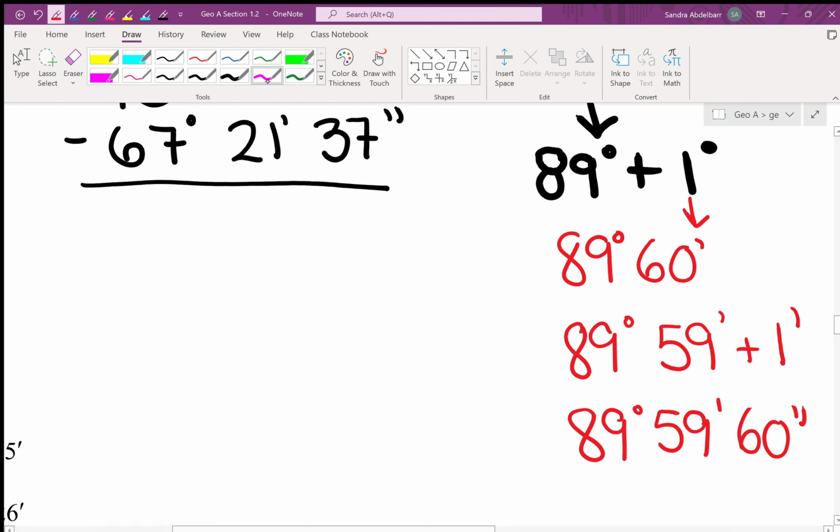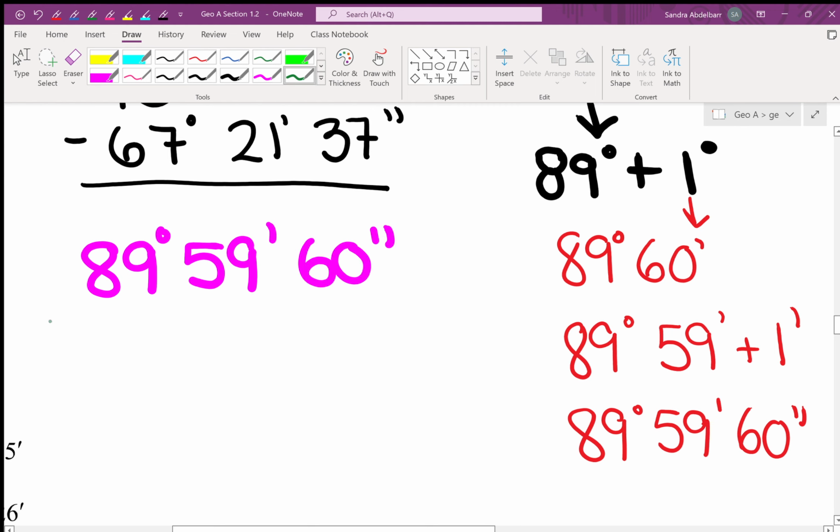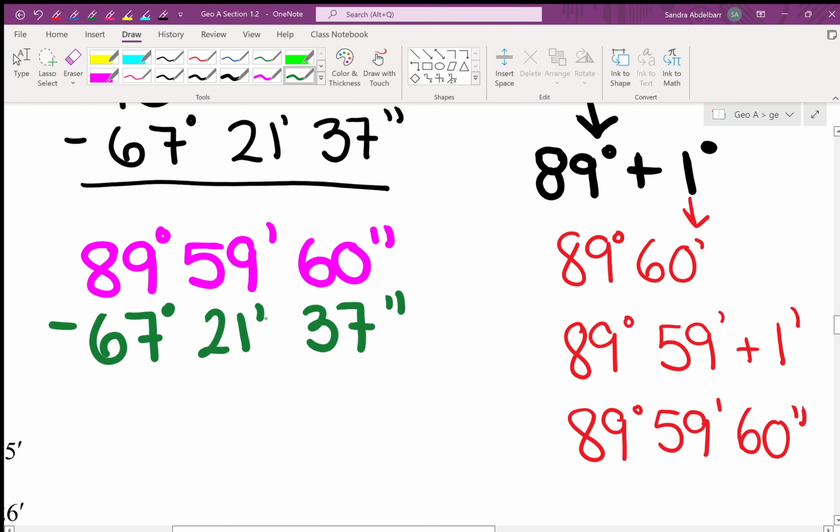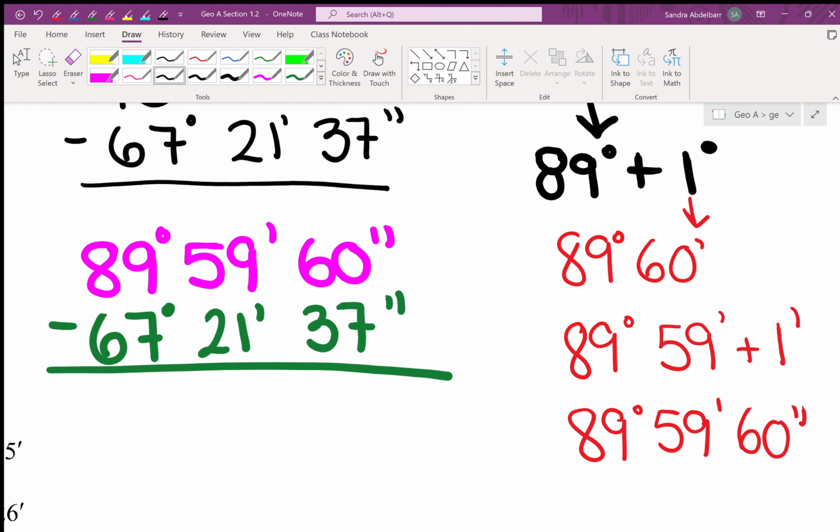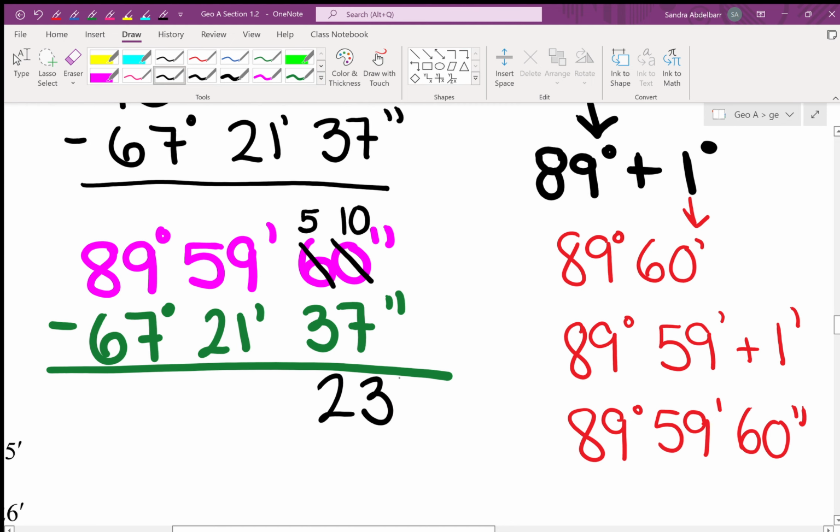All right, so now that we have it all laid out properly, now we can subtract 89 degrees, 59 minutes, 60 seconds, minus 67 degrees, 21 minutes, 37 seconds. And then we subtract within the same unit, you can easily borrow. So I'm going to take from the 6, make that a 5, make that a 10. 10 minus 7 is 3. 5 minus 3 is 2. 59 minus 21 is a 38. 89 minus 67 is 22.